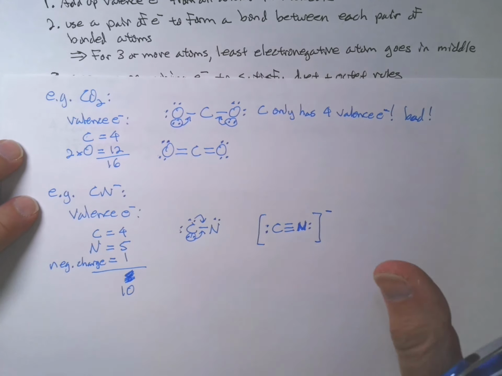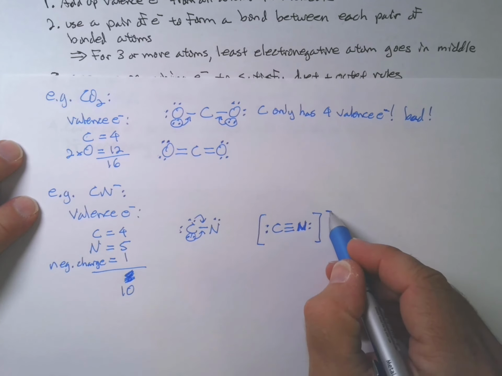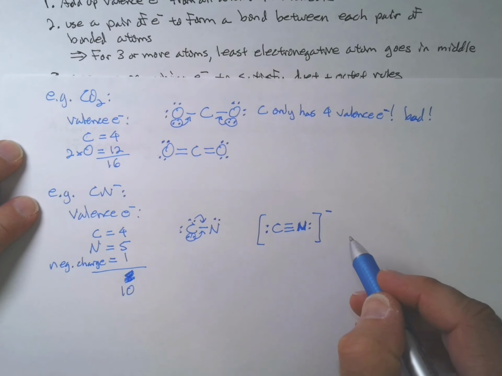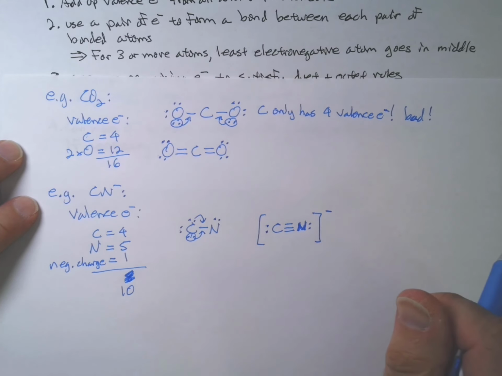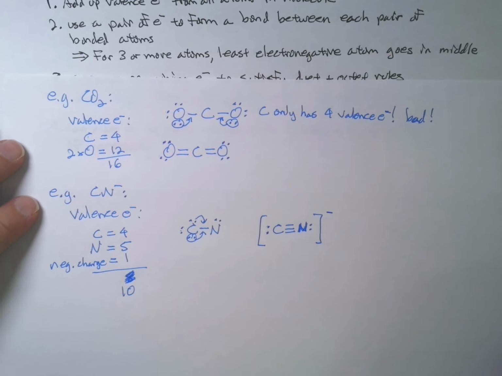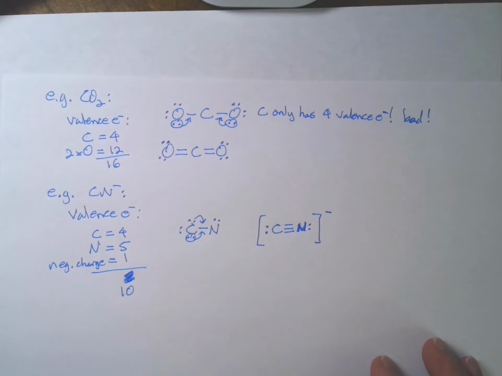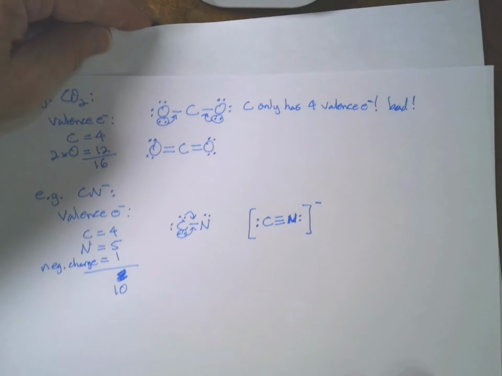In a later lecture, we'll take a look at actually assigning the negative charge to an individual atom in the molecule. We call that concept formal charge, but we'll deal with that later. All right, now there are some exceptions to the octet rule.